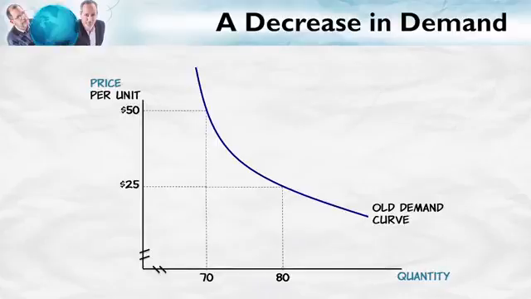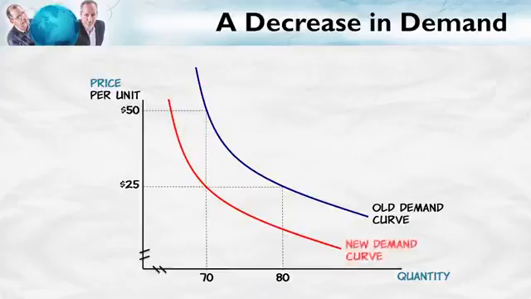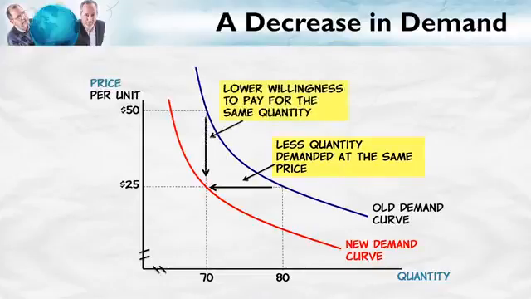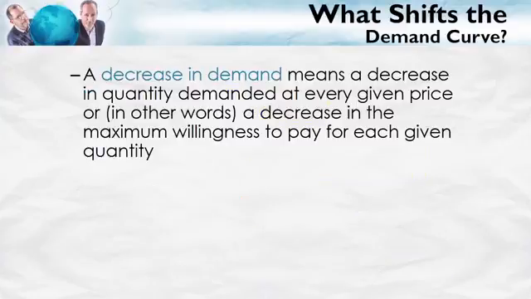Of course, everything I've said about an increase in demand applies just the same but in reverse for a decrease in demand. A decrease in demand is a shift inwards of the curve toward the origin. It again could be read in two ways. It means that at any given price there is less quantity demanded at that price. Similarly, for any given quantity, there is a lower willingness to pay for the same quantity. A decrease in demand means a decrease in the quantity demanded at every given price, or equivalently, a decrease in the maximum willingness to pay for each given quantity.